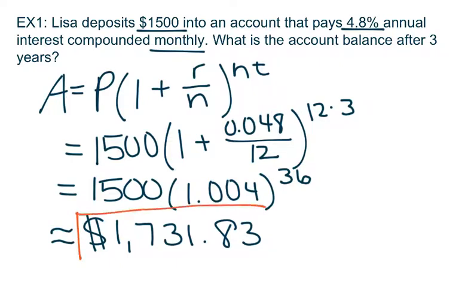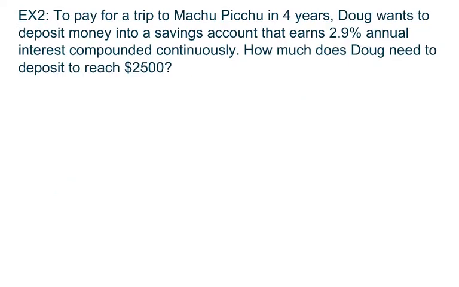Okay? So make sure $1,500 is our principal. Our rate is 4.8% here, being compounded monthly, which is 12 times a year. After 3 years, she should have about $1,731.83. Okay? So let's move on to example 2.